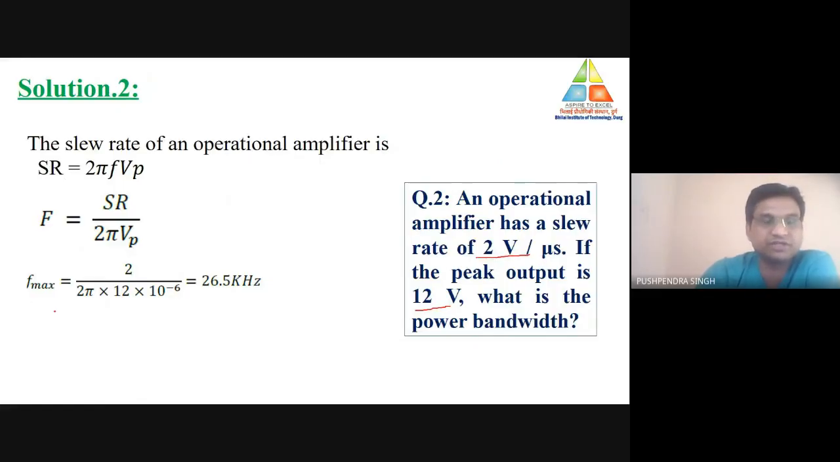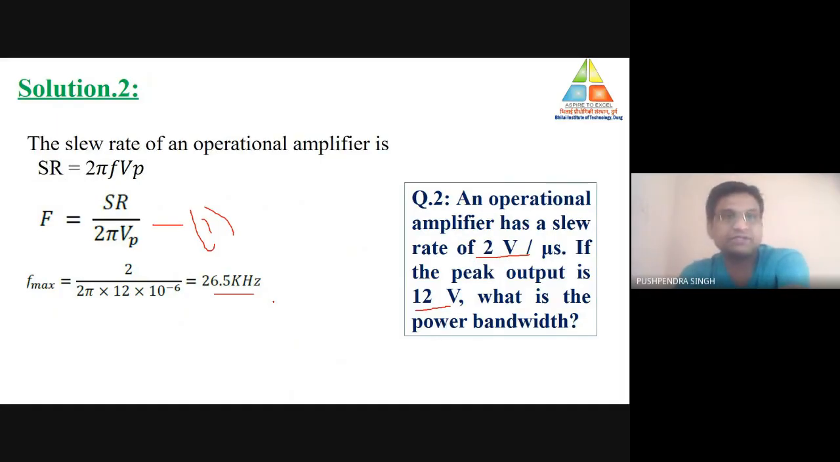So substitute here in this particular equation number 1. So from there, what is the value of F max? So F max is 26.5 kilohertz. Very simple. So this is how, based on the question, we may easily calculate the value of different parameters.